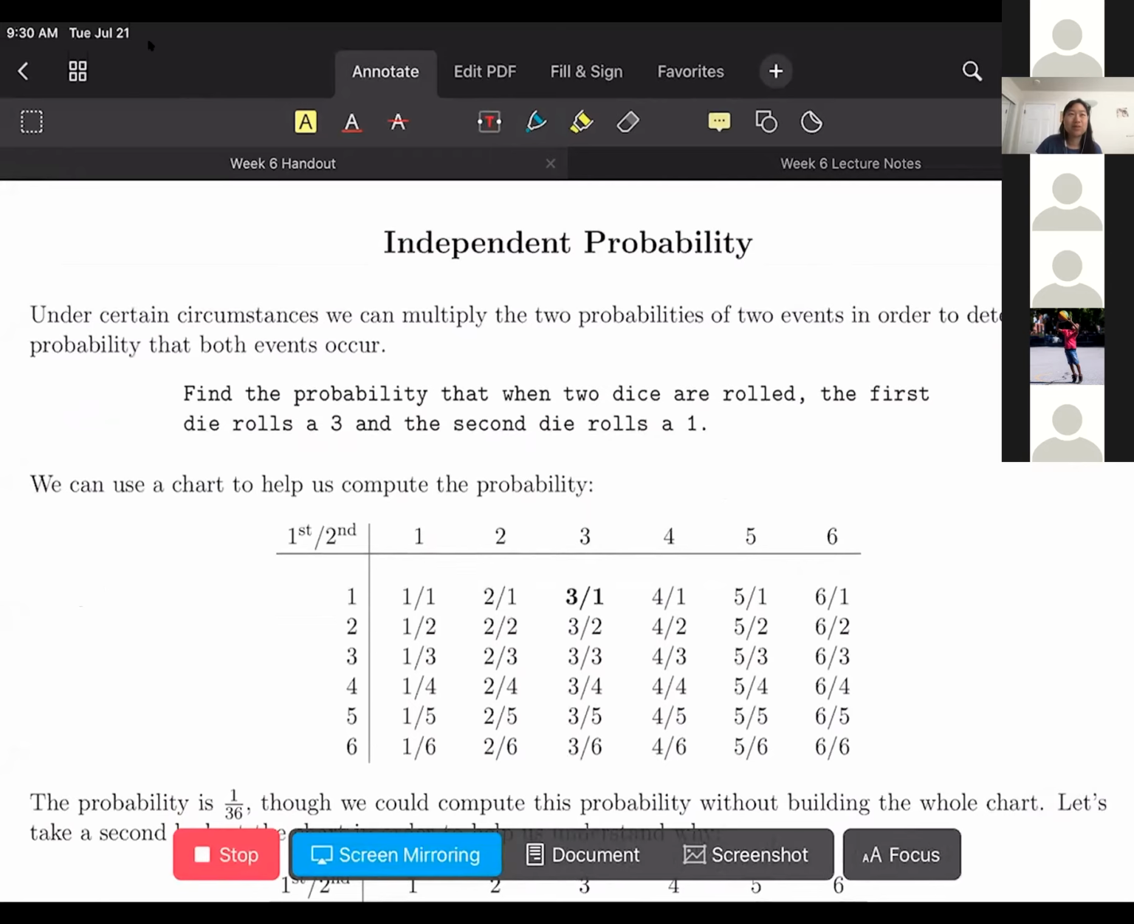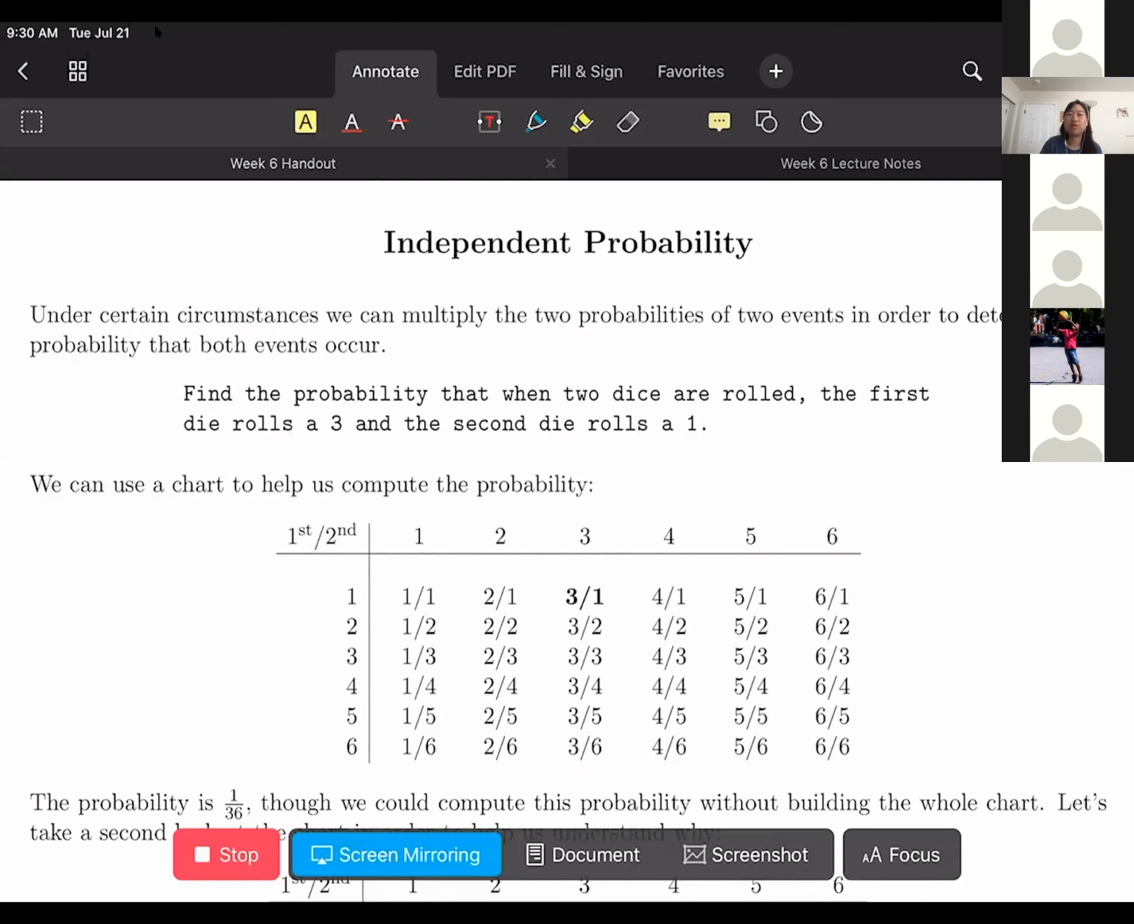So I think we've mentioned this in some of the previous classes, but I want to make it more explicit. Under certain circumstances, we've been able to multiply the probabilities of 2 events together to determine the probability that both events occur.